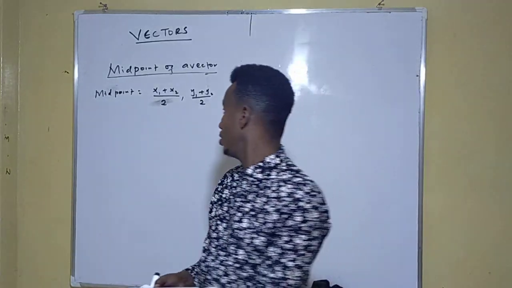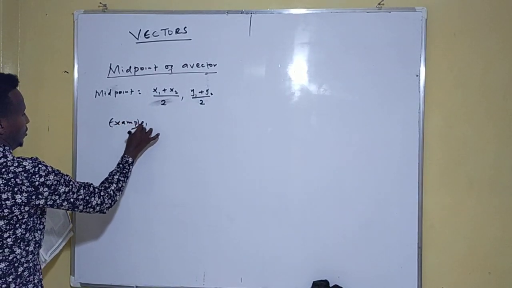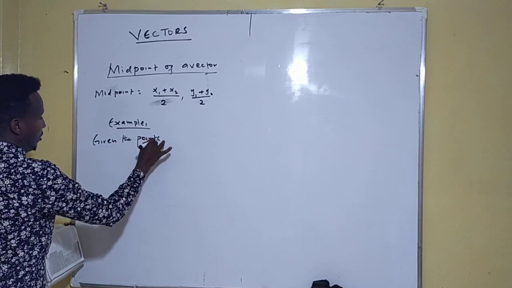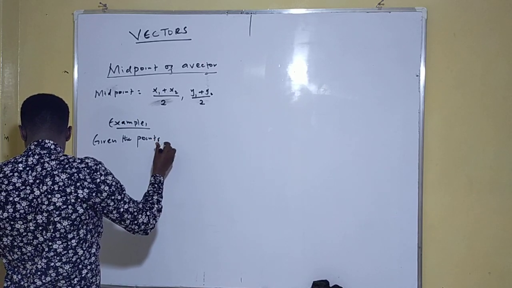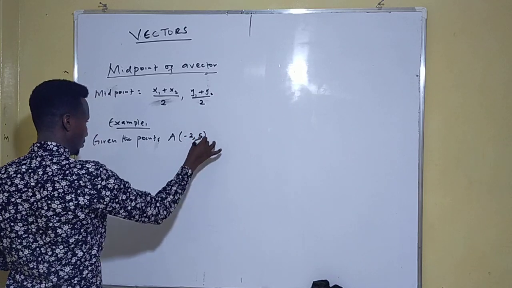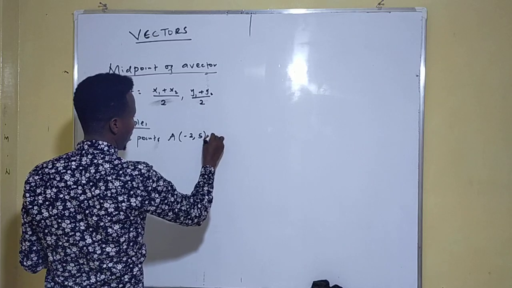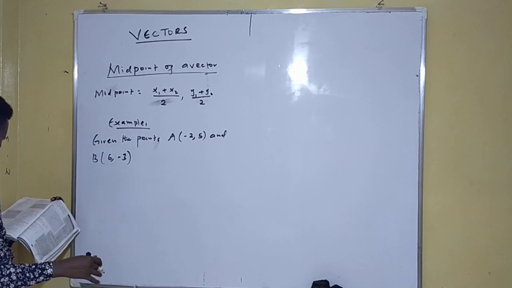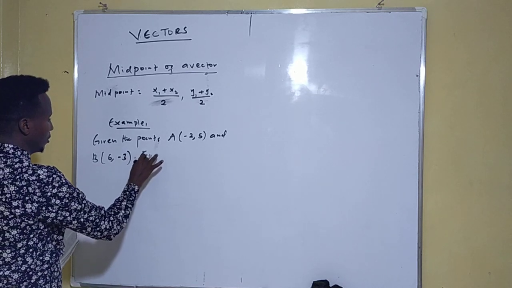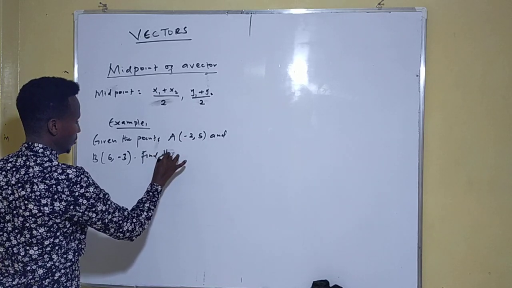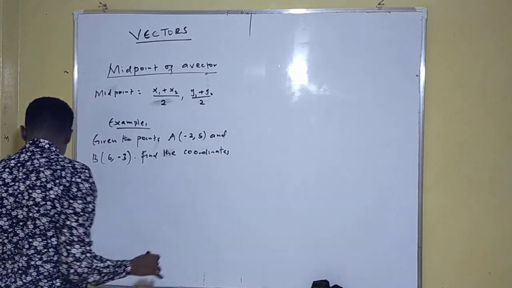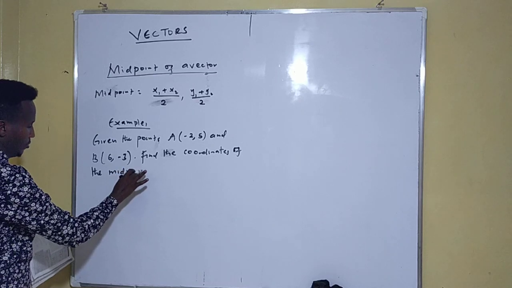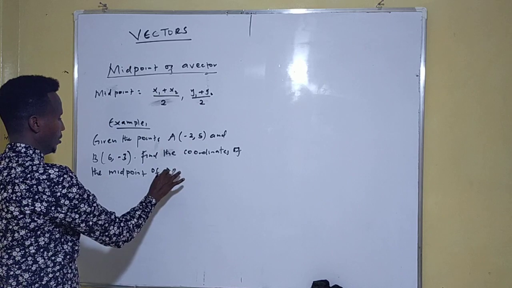Let's see our example 1. In our example 1, you're told, given the points A (-2, 5) and B (6, -3), find the coordinates of the midpoint of AB.